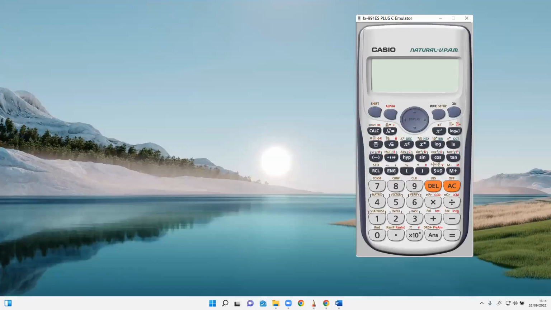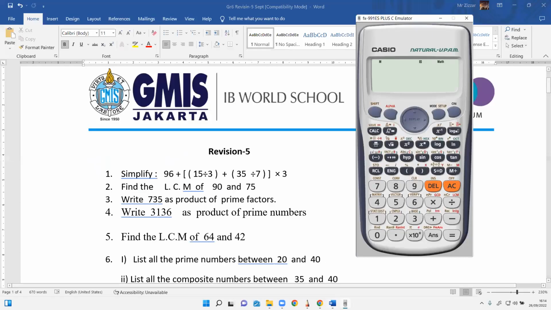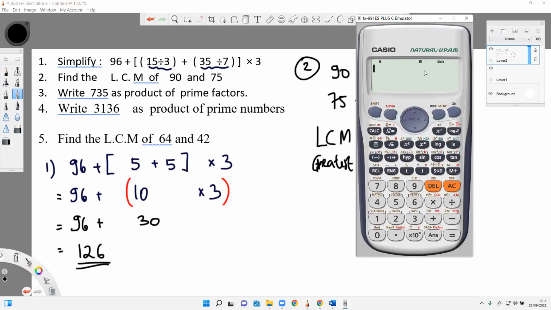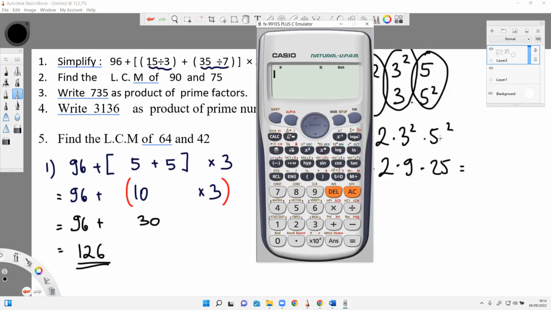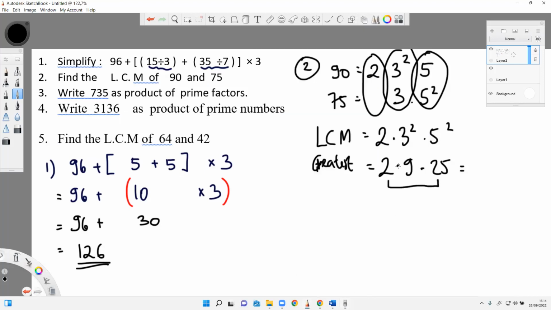Let's use a calculator. But if you are not allowed to use a calculator, you can do manual counting. So 2 times, oh, we can do it. 2 times 25 is 50 because it is multiplication, right? I use a dot as multiplication, so dot and multiply are the same. I do 2 and 25 first. 2 times 25 is 50. 50 times 9 is 450. That's it.